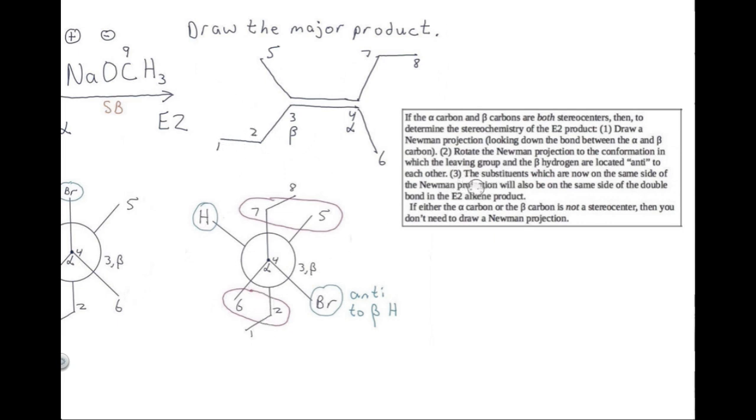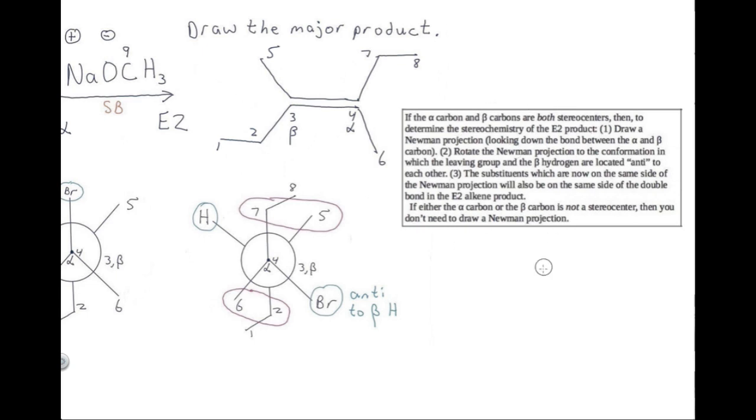So we used step 3. Substituents which are on the same side of our Newman projection will be on the same side of the double bond. Carbon 7 and 5 are on the same side of the Newman projection, so they end up cis to each other in the alkene. Carbon 6 and carbon 2 are on the same side of the Newman projection, so they end up cis to each other in the alkene. Notice that we're not saying that carbon 7 and carbon 5 should be attached to the same carbon. They're cis to each other on separate carbons. Carbon 6 and carbon 2 are not attached to the same carbon. They're cis to each other on separate alkene carbons.